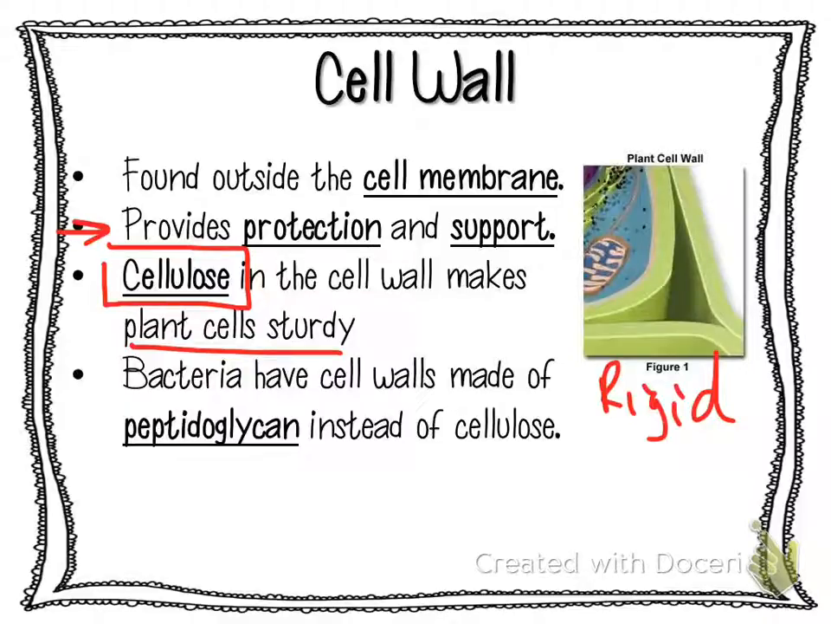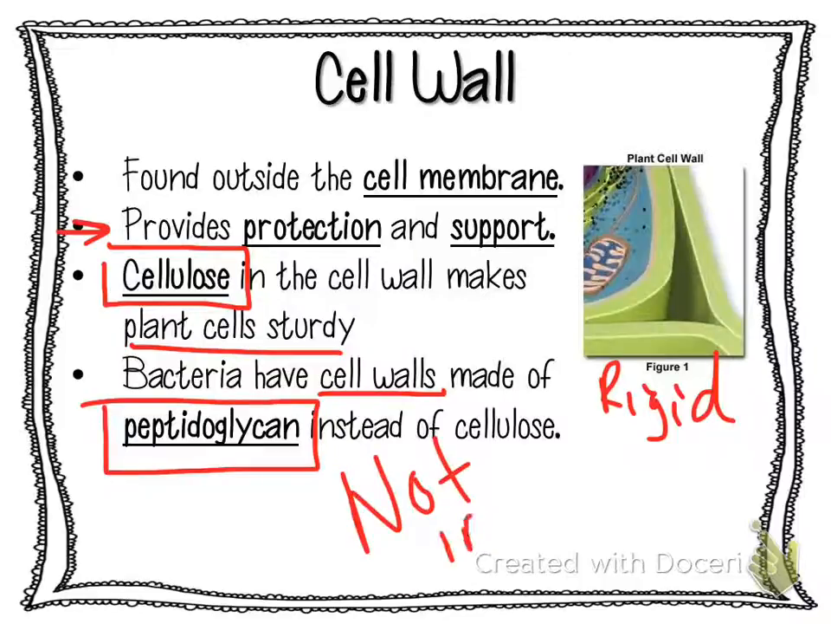Now, we just finished talking about prokaryotes in Unit 5, and remember that prokaryotes also have cell walls, but their cell walls are made of peptidoglycan instead of cellulose. Remember, cell walls are not in animals, only in plants, fungi, protists, and bacteria cells.